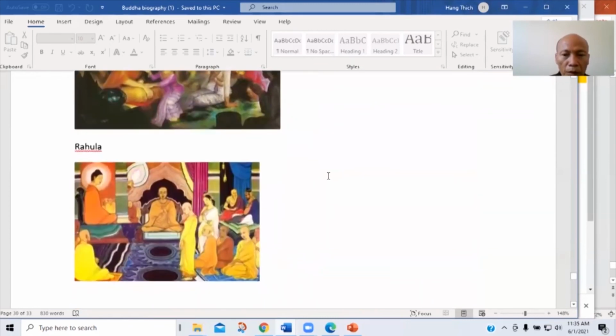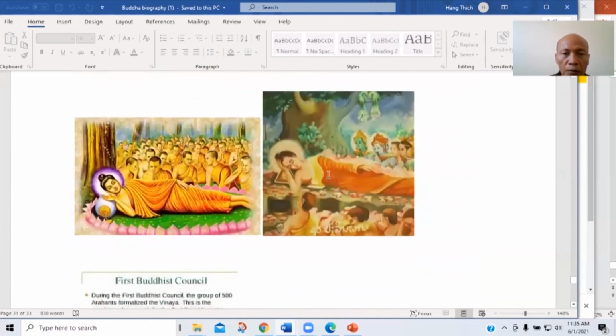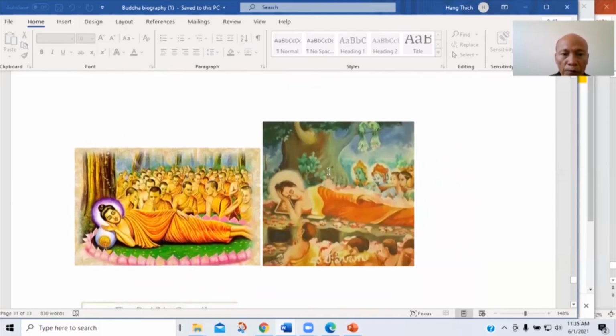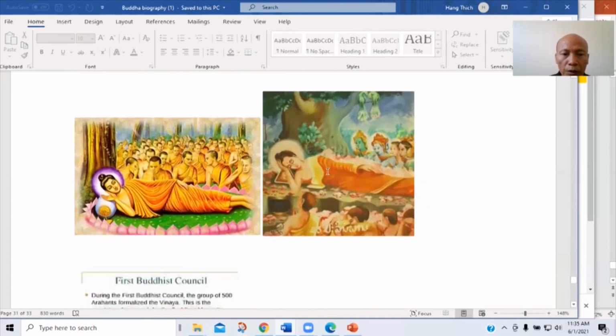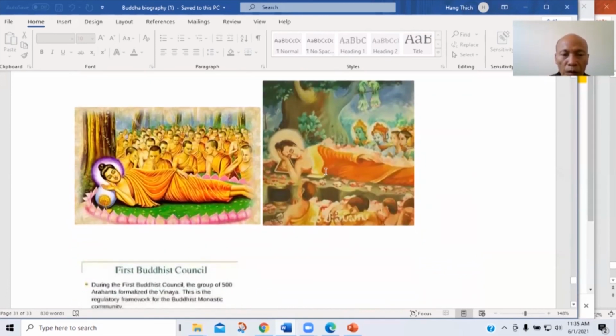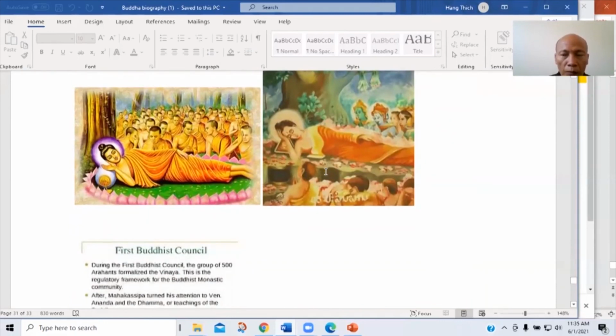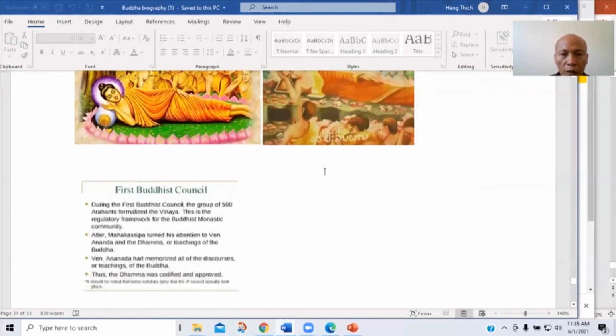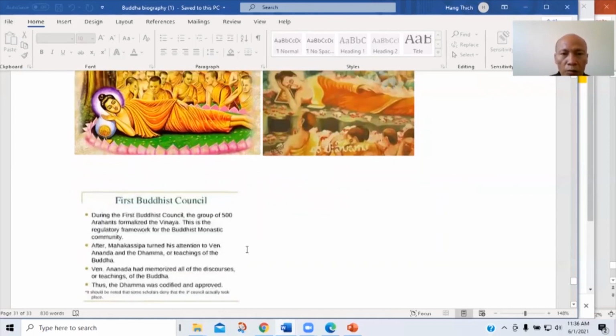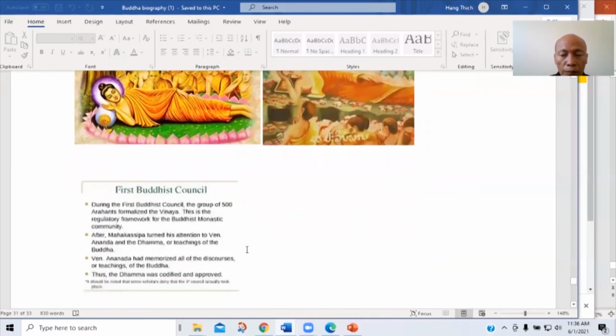There are many images and many stories about the Buddha. And at the age of 80, he passed away peacefully in the forest, what they call the Twin Sala forest. And 3 months after he passed away, Mahakashyapa convened 500 arhats as the first Buddhist council to recite the Buddha's teaching again orally. Ananda memorized all of the Buddha's teaching, and he was the one who recited the Buddha's teaching during that first Buddhist council.